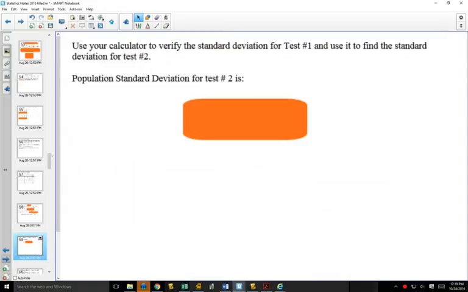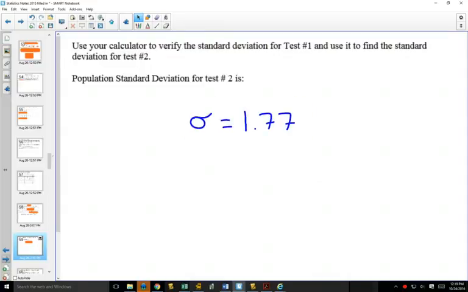Do that same thing for test 2, and you would have found out that its standard deviation is 1.77. So a significantly lower number for standard deviation for that one. And we could see that because everything was much closer and much tighter to the mean.